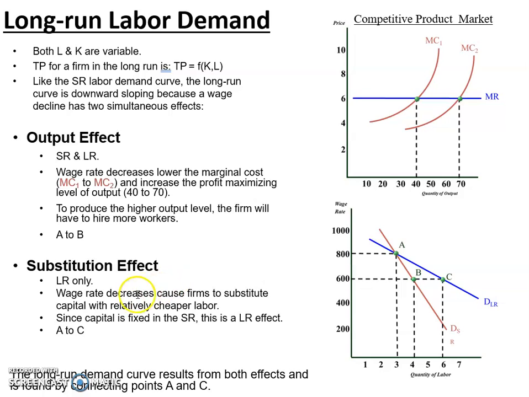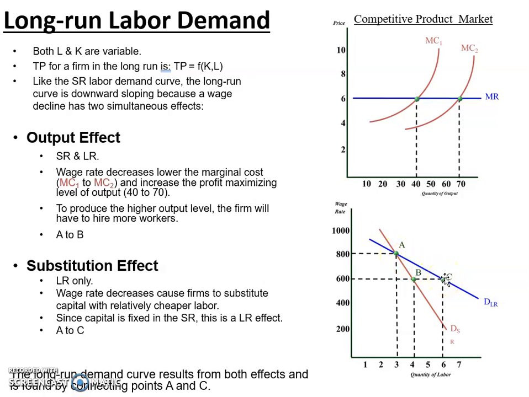Example, let's say wages decrease. The wage decreases cause firms to substitute capital with relatively cheaper labor. The lower wages mean that firms will want to use labor more than capital. So they may get rid of some machinery and hire some workers. That is reflected in our model at point A to point C.